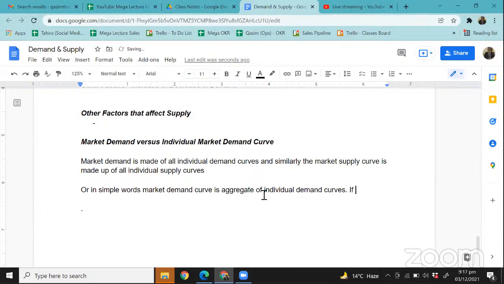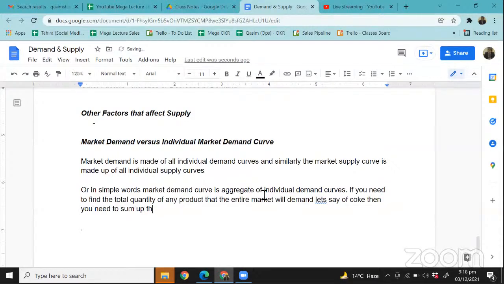So why is that the case? If you need to find the total quantity of any product that the entire market will demand, let's say Coke, then you need to sum up the quantities that individuals will demand at varying price levels. So this is exactly what we did in the graph that I just showed you, right?